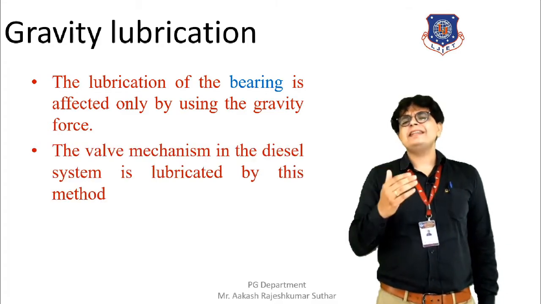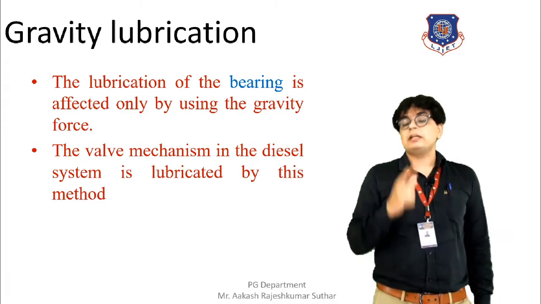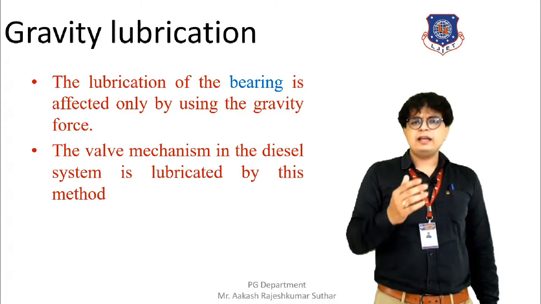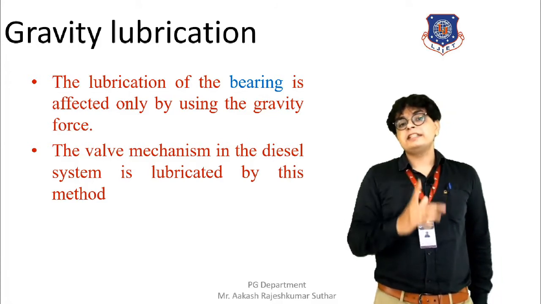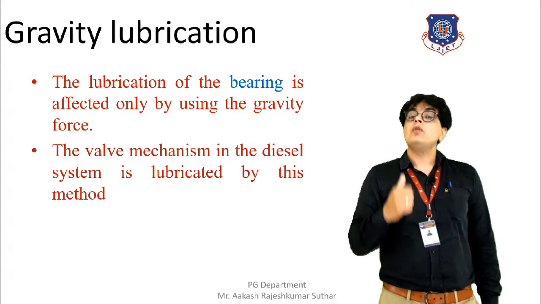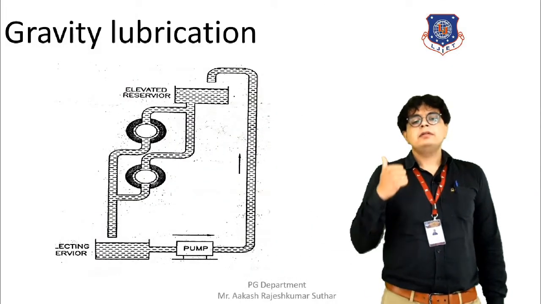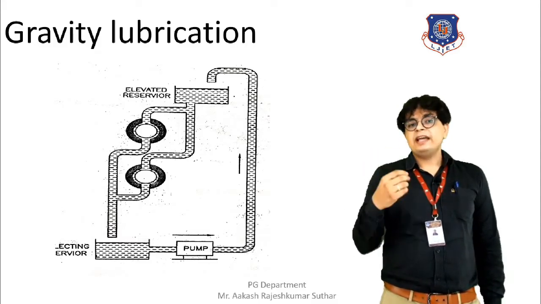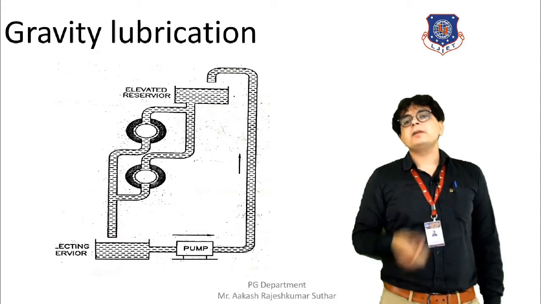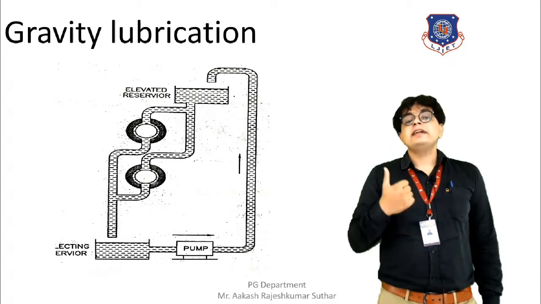The valve mechanisms in the diesel system are being lubricated with the help of gravity lubrication. So these are some description of the gravity lubrication. Now let's see how the gravity lubrication works. From the figure here, we have the reservoir of the lubrication, where the lubricant is being supplied with the help of a motor to the elevated reservoir.